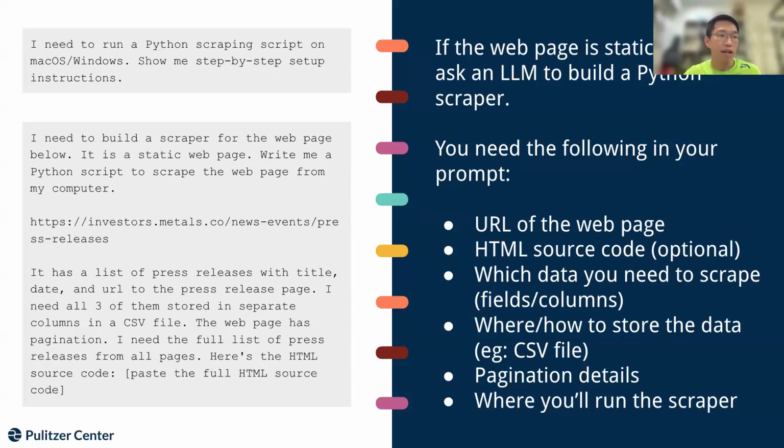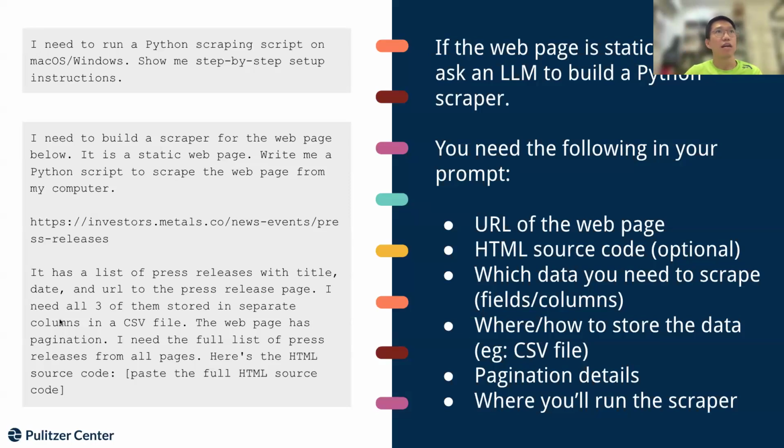And of course, you have to tell the LLM which data you want to scrape from the website and where you want to store the data. Do you want to keep it in a CSV file, for example? Whether there's pagination details, which means that if you go to the web page, do you need to click second page, third page, fourth page, page by page to get all the data that you want. If you need to do that, you need to tell the LLM. And where you will run the scraper, whether you run it from your computer or you can also choose to run it on the cloud. Later, Martynas is going to show us there are tools that can be run on the cloud.